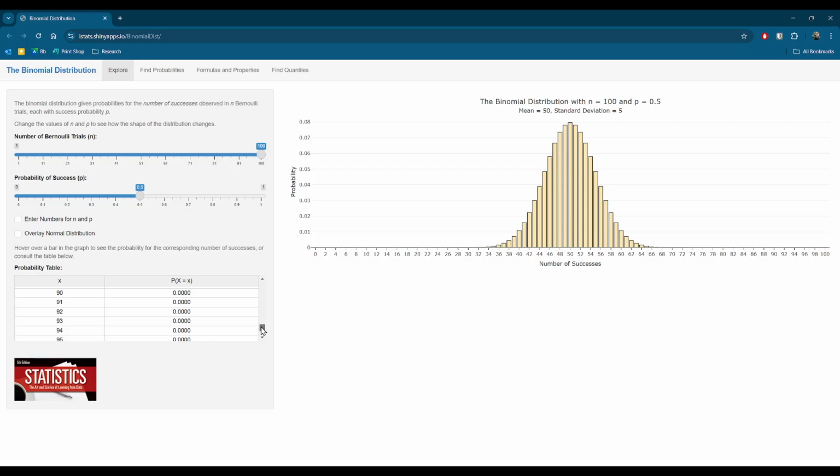This means that those events are very unlikely to happen. We're expecting to see outcomes near the mean, near 50. We're expecting to see roughly 50 heads and 50 tails if we flip 100 coins. But again, that exact outcome is still only going to happen about 8% of the time.